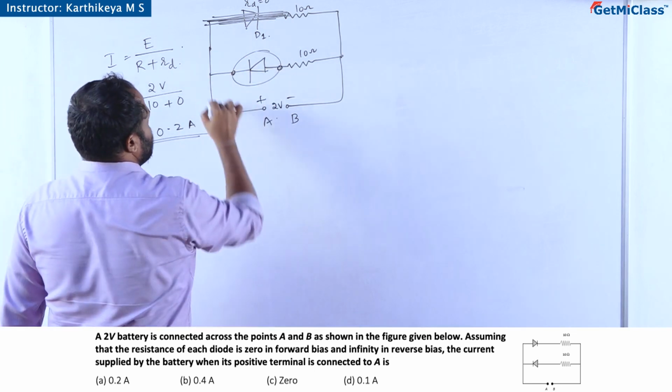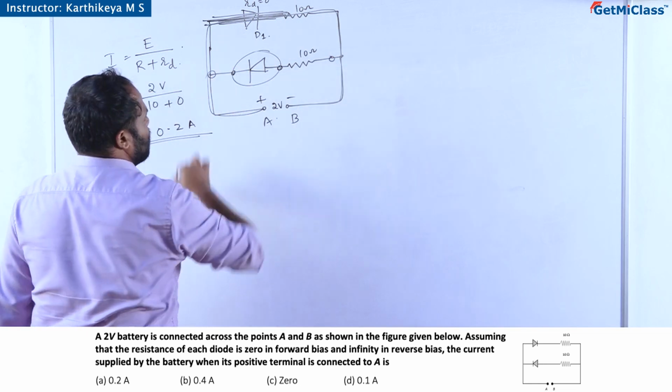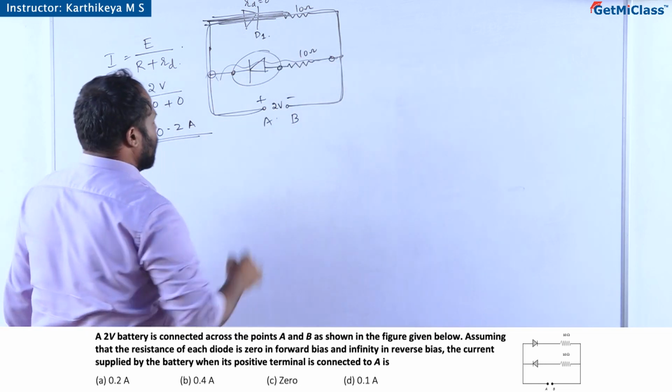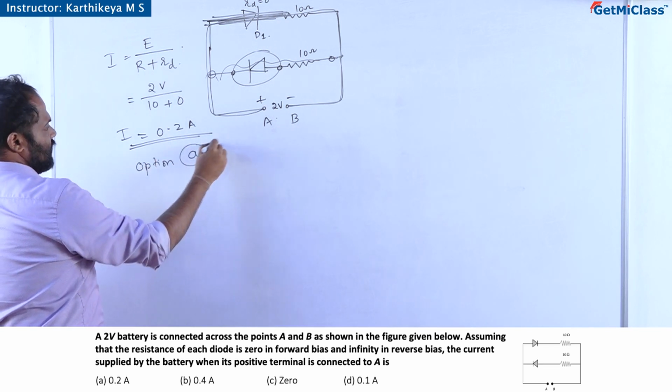Since this circuit is open, current will flow like this only without entering this middle branch. So, option A is the right answer.